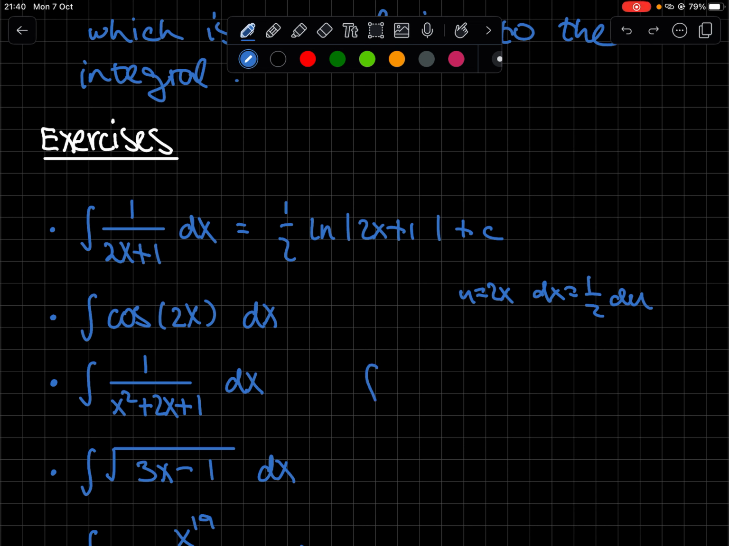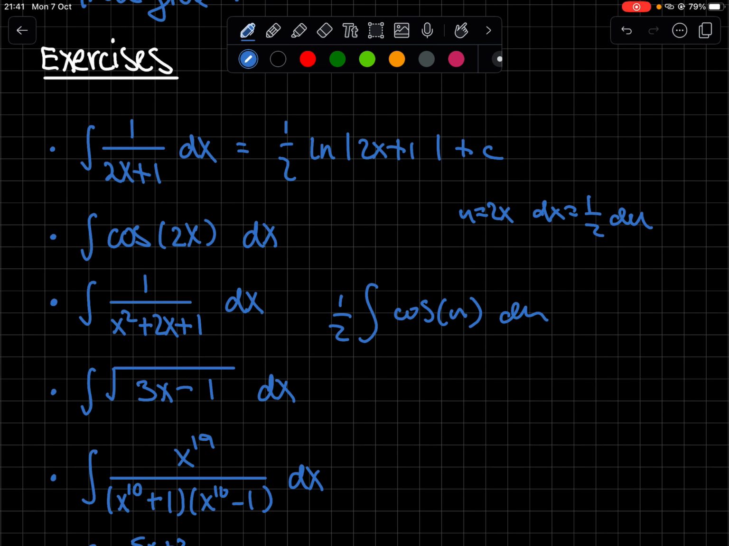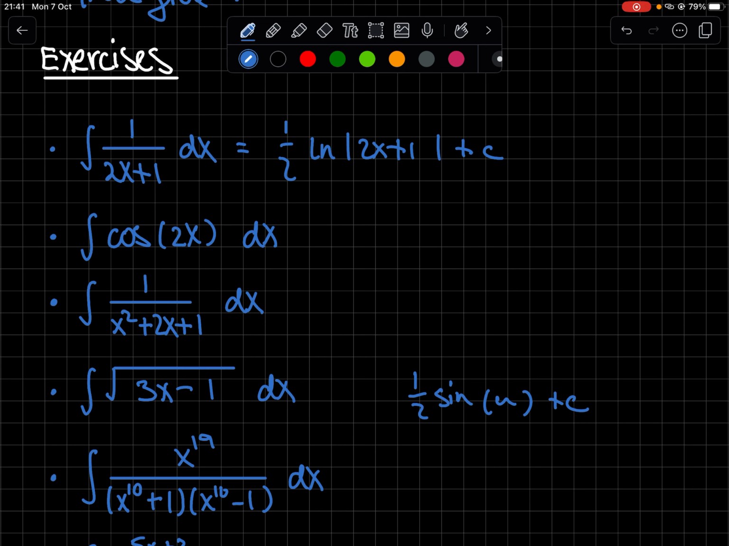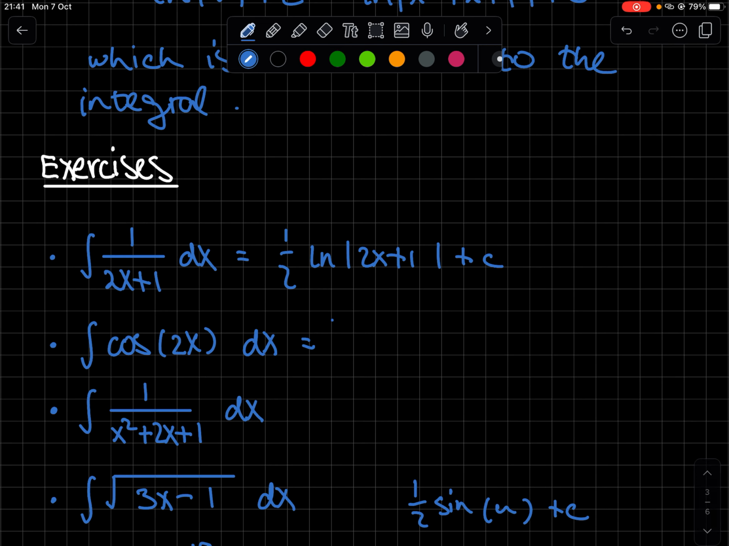So this becomes the integral of cosine of u with a factor of 1/2 du. And the integral of cosine is going to be sine. So we get 1/2 sine u plus c. And then for a final answer, we're just going to replace this u by the 2x. So our answer is going to be 1/2 sine of 2x plus c. There we go.